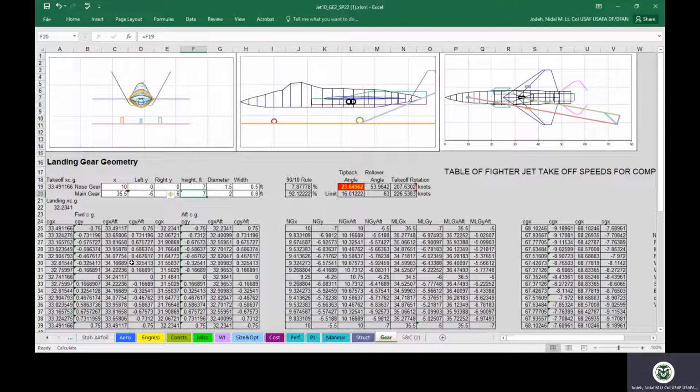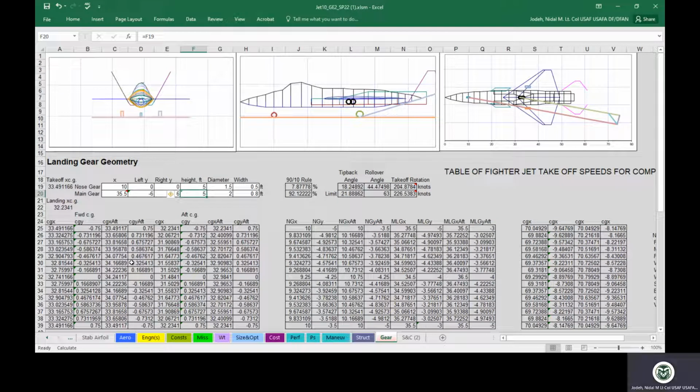I raised the height to 7. That didn't work. I don't know. Let's bring it down to 5. Boom. I lowered the gear to 5 feet above the deck. And now everything's green, but generally this is too high, 204 knots.